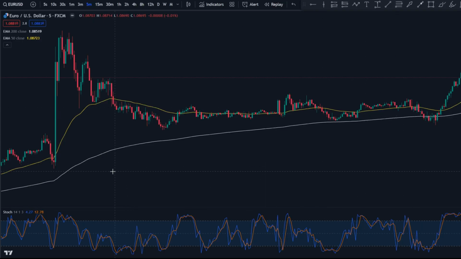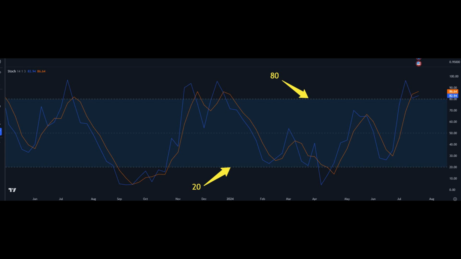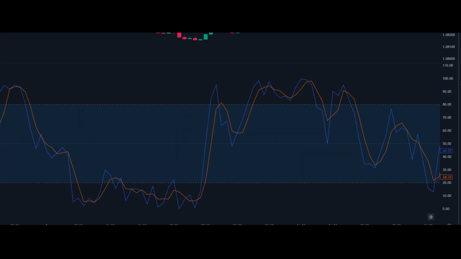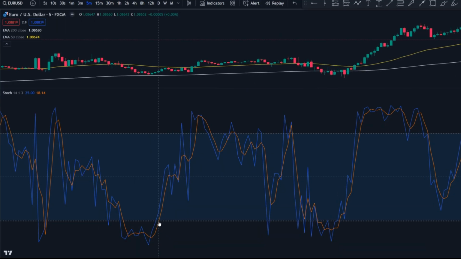Generally people use stochastic crosses below the 20 line to consider a valid entry, whereas we just want extra confirmation. Whenever these two lines are pulled back within the zone of 20 to 80, only then will we consider it a valid buy signal or sell signal. Here's the valid buy example which I wanted to highlight.